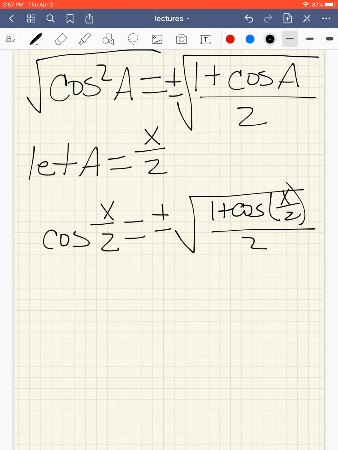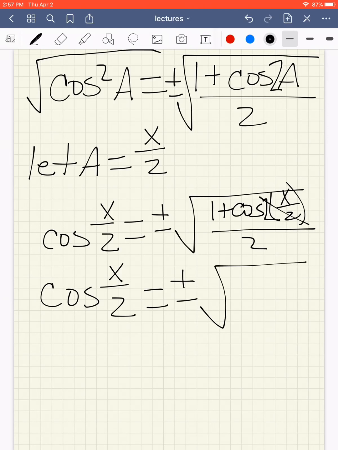And I left out the 2 right here and a 2 right here. Sorry about that. So the 2's cancel, and we have cosine of x over 2 equals plus or minus the square root of 1 plus cosine x over 2.